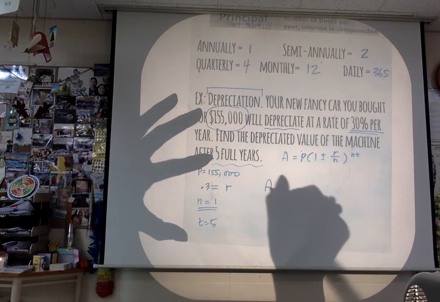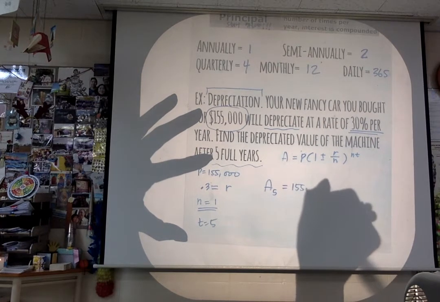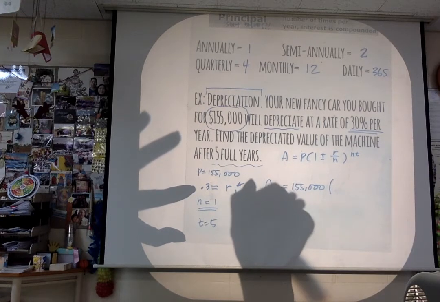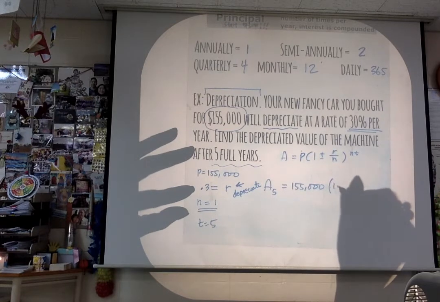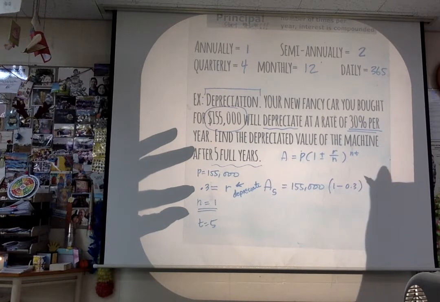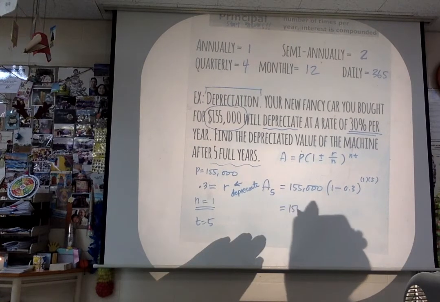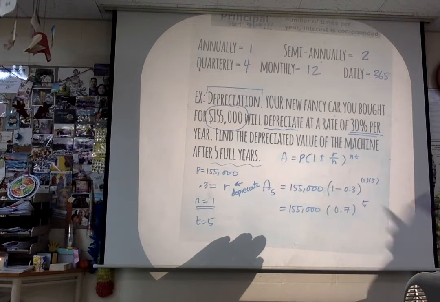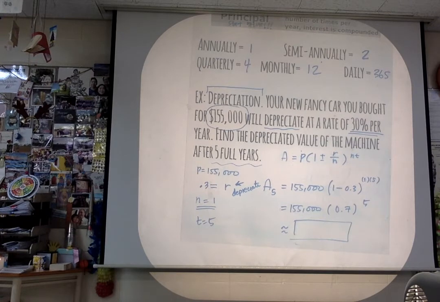Just plug it in. What is the price of the car after 5 years, right? If I started at $155,000, and this is going to be depreciated, right? To depreciate, it's going to be 1 minus 0.3, and N T, 1 times 5 years. It's going to be 155,000 times 0.7 to the 5th, so just plug it in your calculator and see what you get. Okay? Alright, that's the kind of application that we're seeing with geometric series.